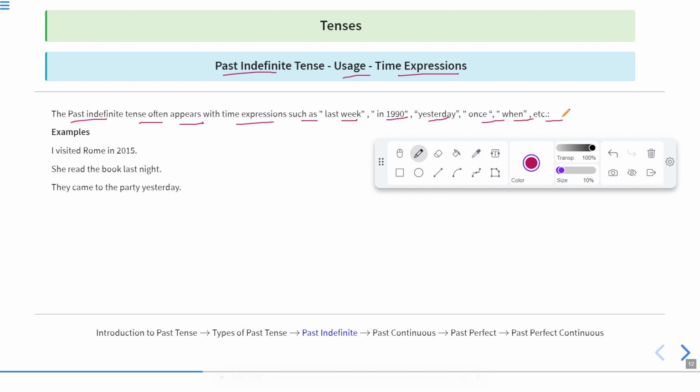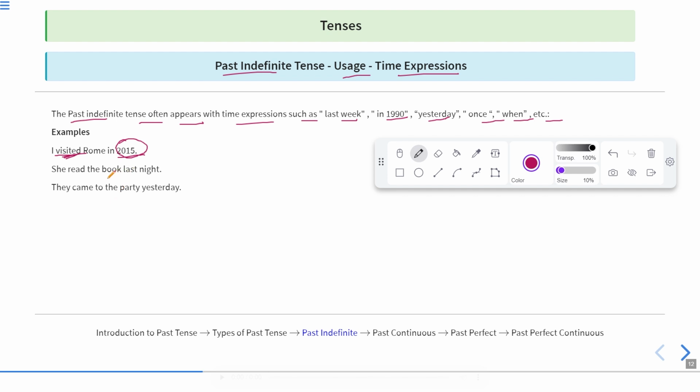Okay. Now, if we have any time durations or time expressions such as last week, 1990, or any year of past, yesterday, once, when, so all these show the time of past, or the time durations of past. So all these things we can write in past. For example, I visited Rome in 2015. So this action had taken place, and when did it take place? In 2015. And obviously now we are in 2024, so this action has already happened in 2015. So this action is of past tense.